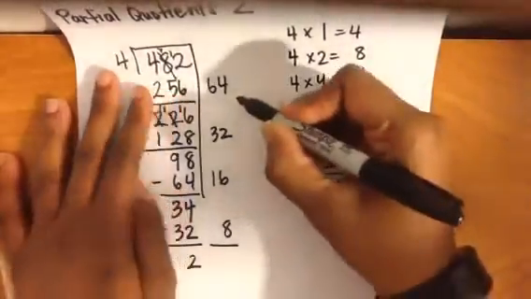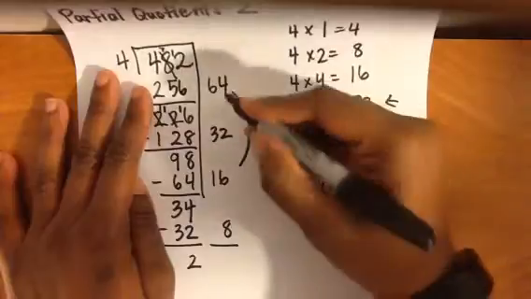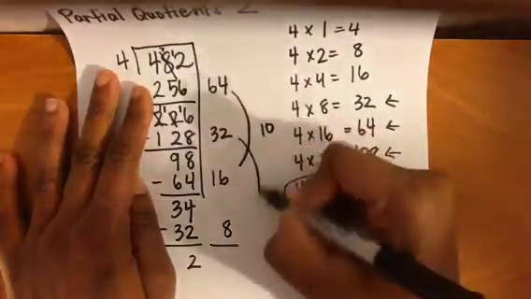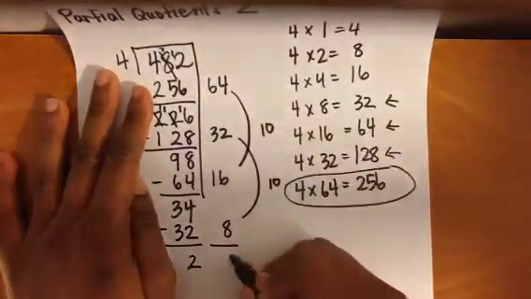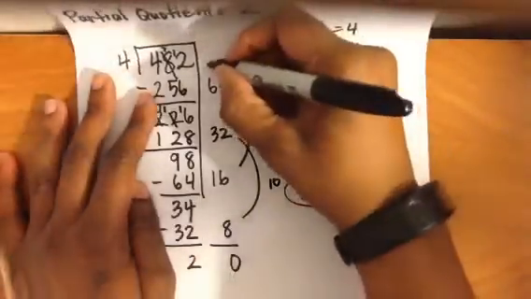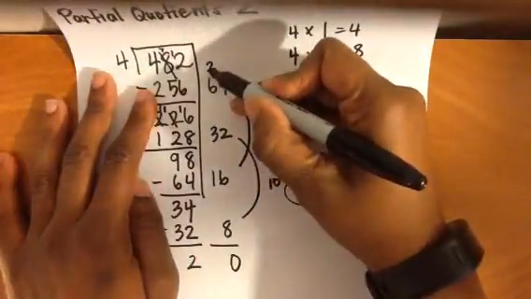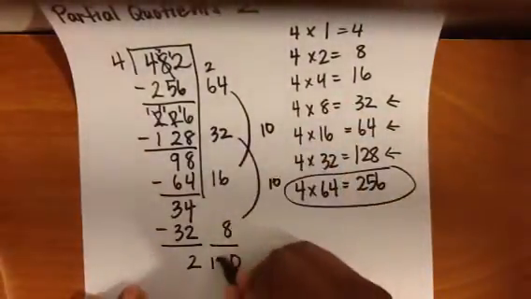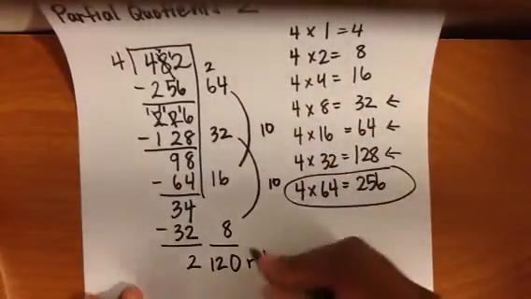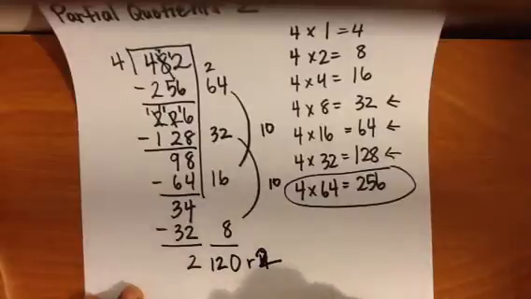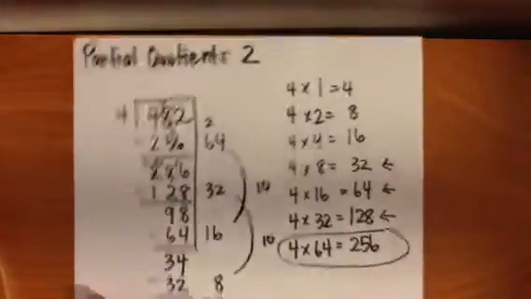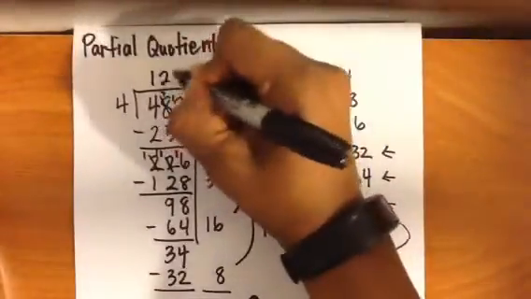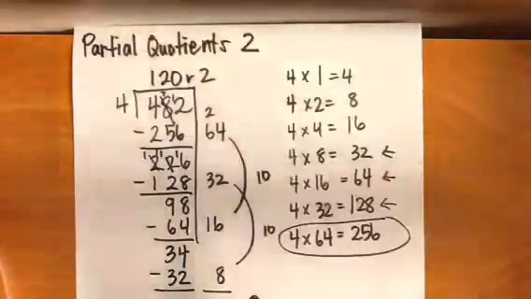I see an easy combination of numbers. The 4 and a 6 give me 10, and the 2 and the 8 also give me 10. 10 and 10 is 20. Bring down the 0, carry the 20. 60 plus 20 is 80. 80 plus 30 is 110. 110 plus 10 is 120, and then I have my remainder of 2. So 482 divided by 4 is 120, remainder 2.